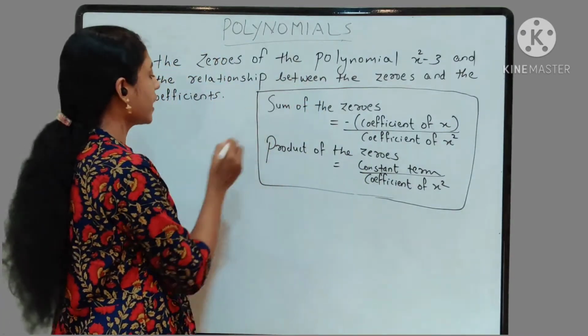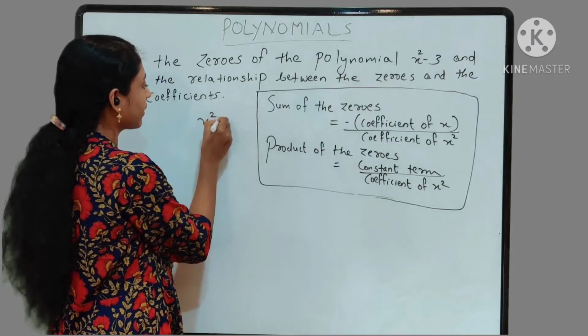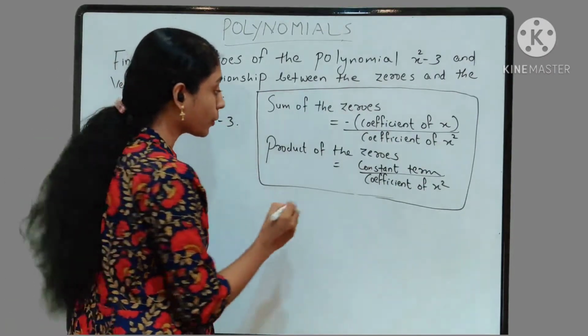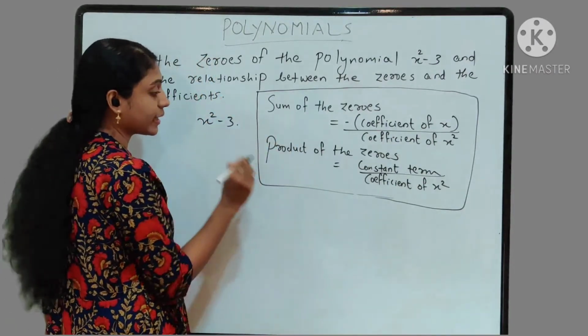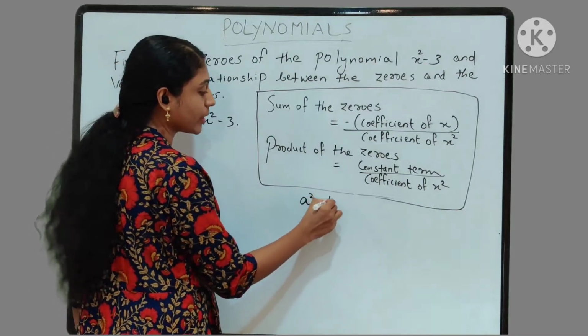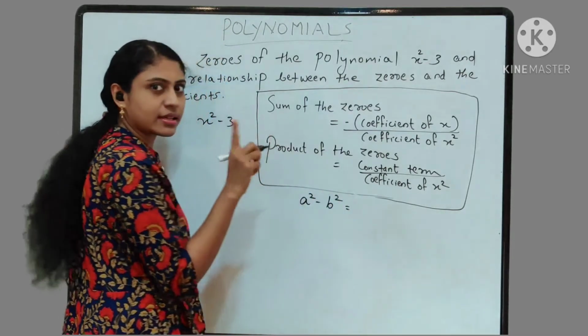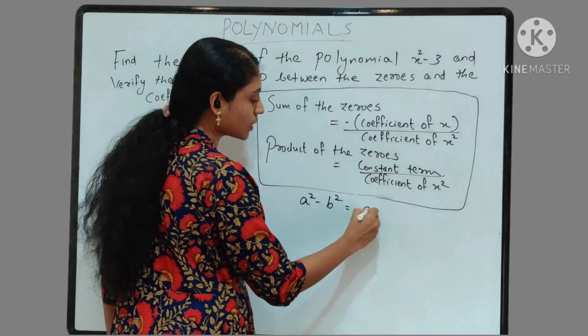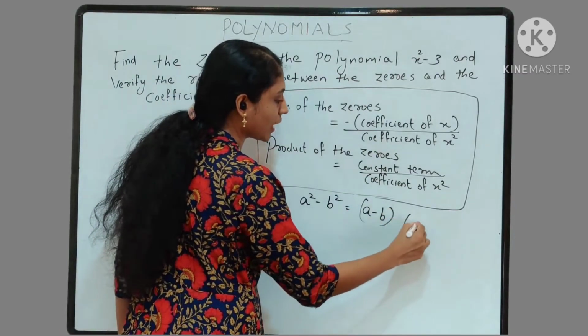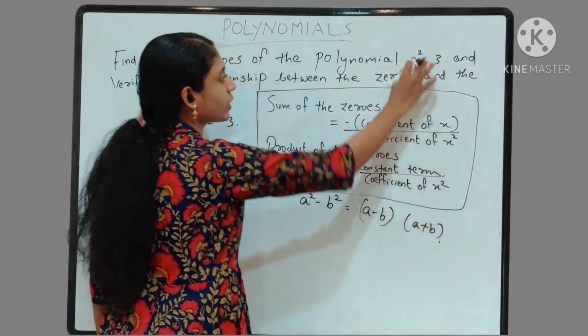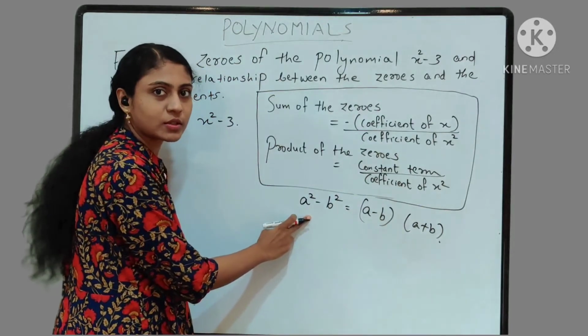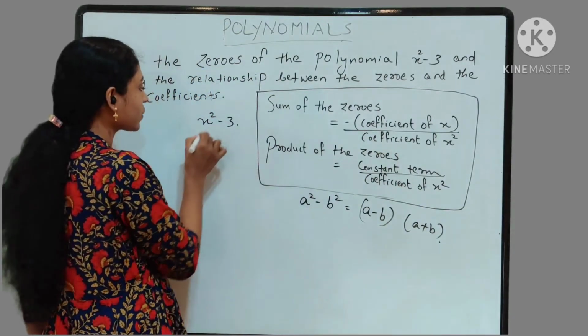The equation is x square minus 3. And we know the identity, not formula, it is an identity. What is the identity? A square minus b square. We studied in class 7, right? So a square minus b square is equal to a minus b into a plus b. And this equation is of the form a square minus b square. How can we write x square minus 3?